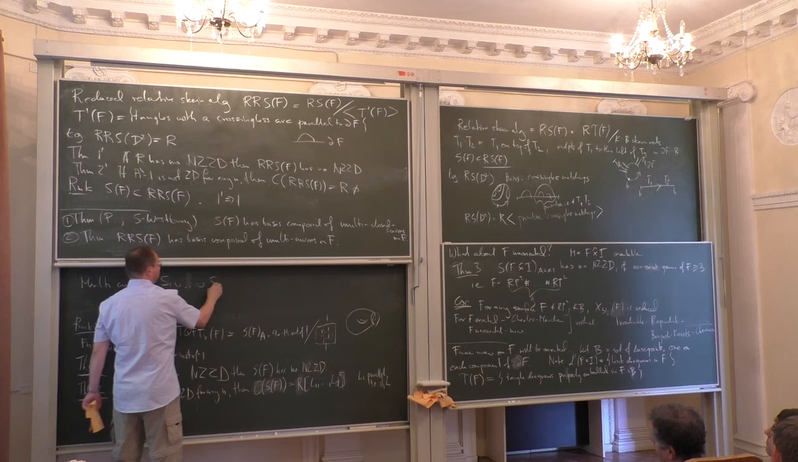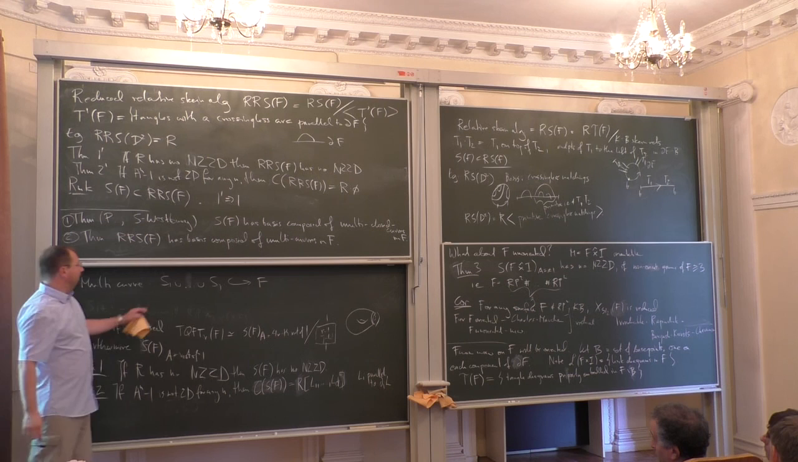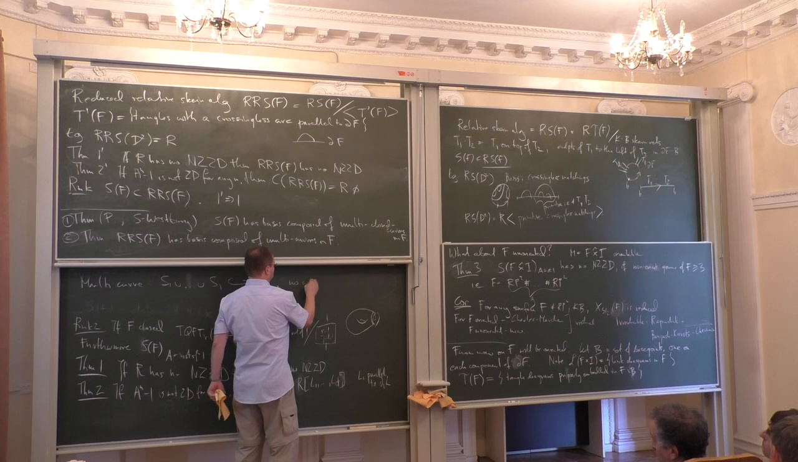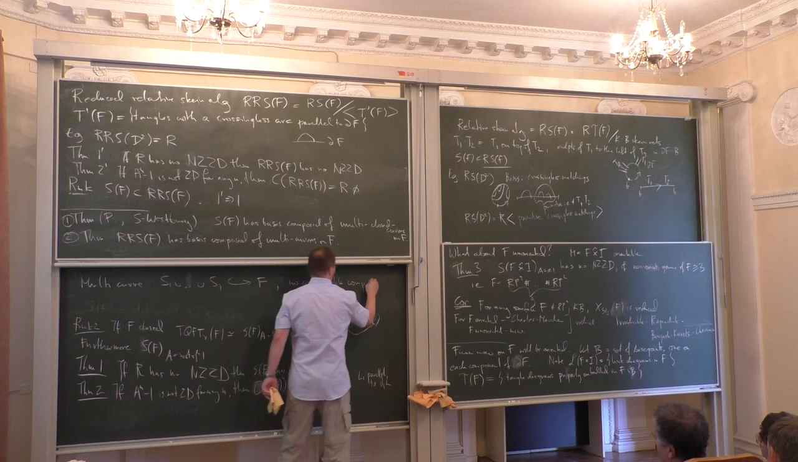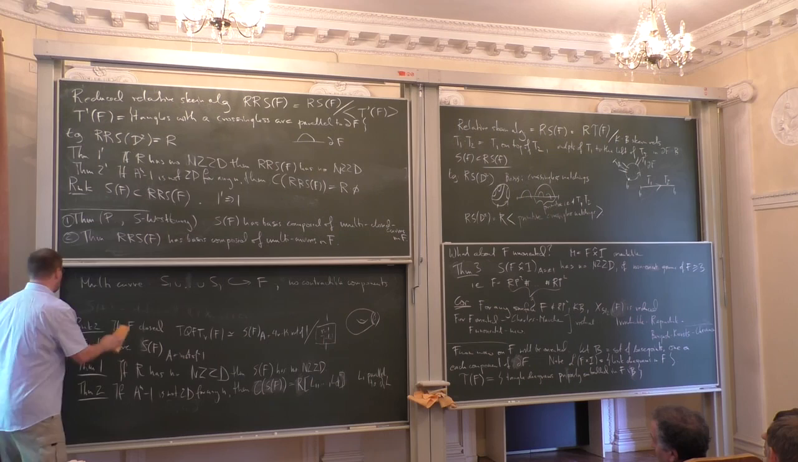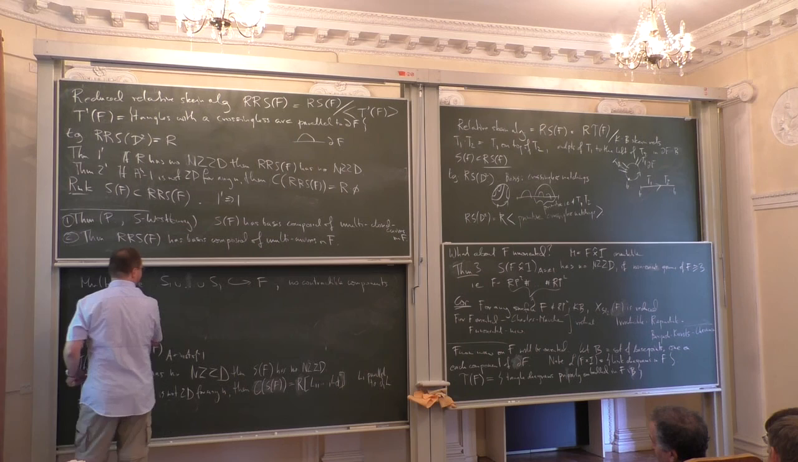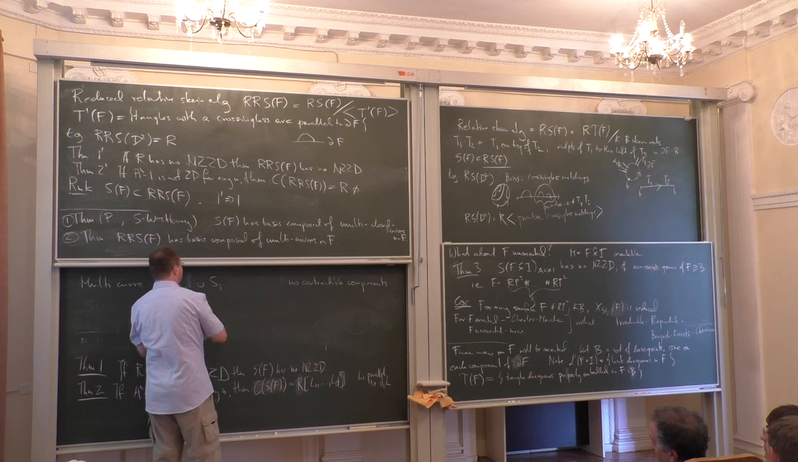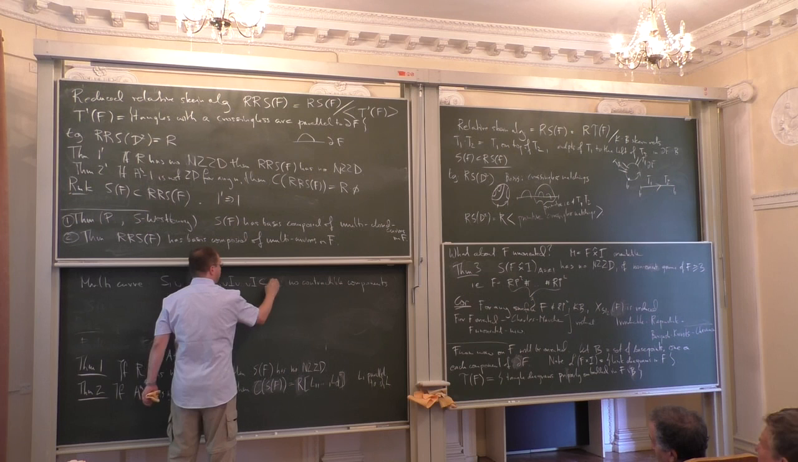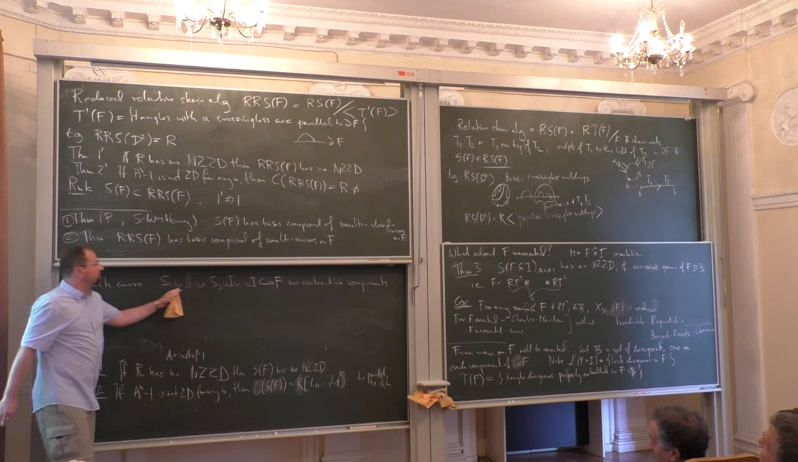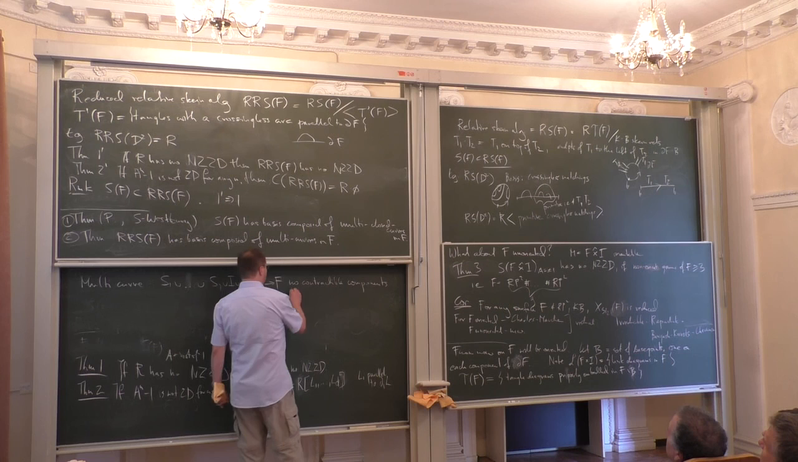Circles embedded into F, and none of them is contractible. That's a little bit oversimplified because it's a multicurve, so I also actually allow intervals being there. This is all embedded in F. It's a proper embedding, so the endpoints lie on the boundary of F. There are no contractible components and no arcs parallel to the boundary.